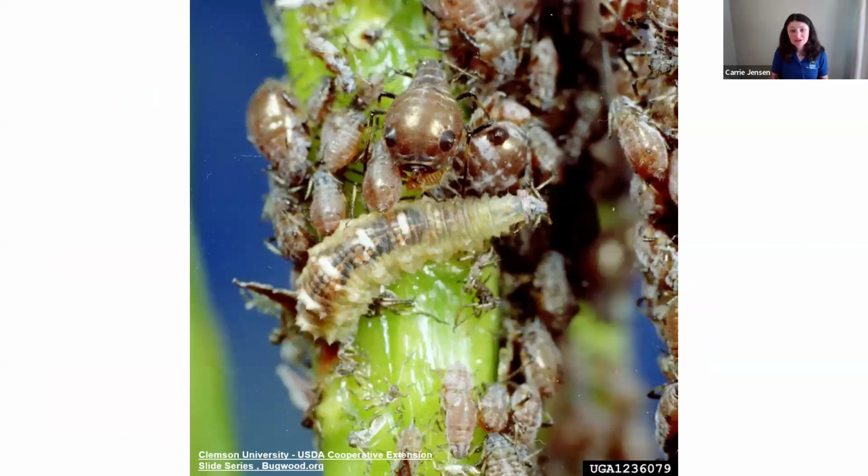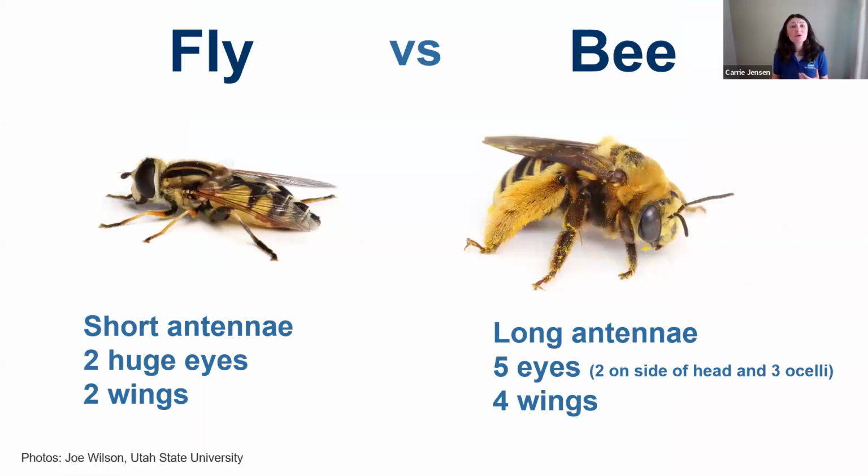So this is what the larva looks like here. You guys can see this guy hiding among the aphids. Once again, might have to get out a hand lens. That is beneficial. And just wanted to reiterate again, this is from Joe Wilson, who presented earlier this year for this webinar series.